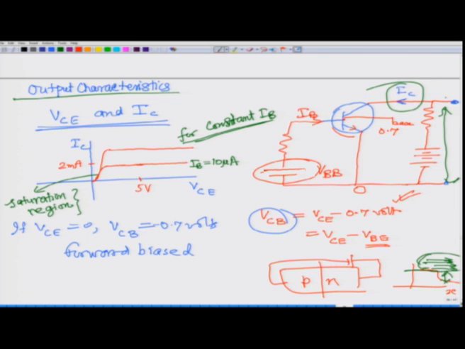Similarly, you will have more characteristics you can draw for different values of IB. This could be 20 microamperes, that could be, well, looks like more than 30, maybe 35 or 32 microamperes. Let me write something. So, like that.